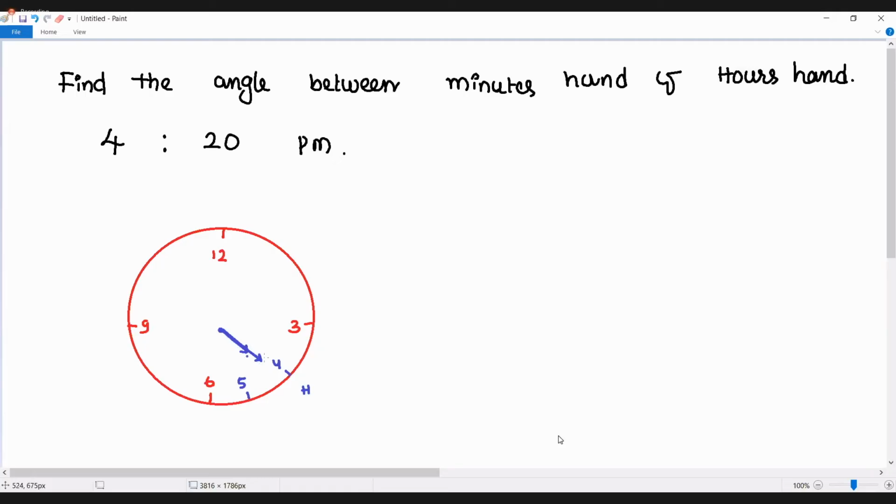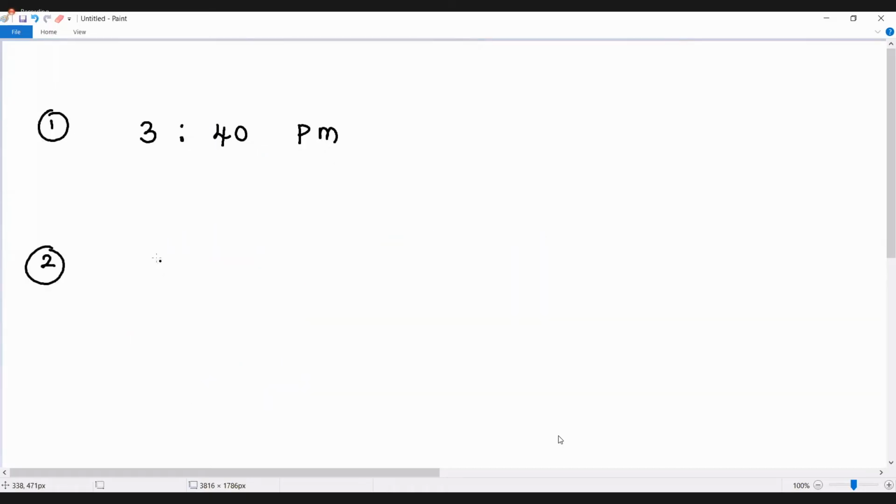Because these two are at the same location, there is no difference, the angle will be 0, but there is a tilt of the hour hand because of the 20 minutes. 20 minutes will make 20 into half a degree. There is 10 degrees of tilt. So that's how we can proceed.